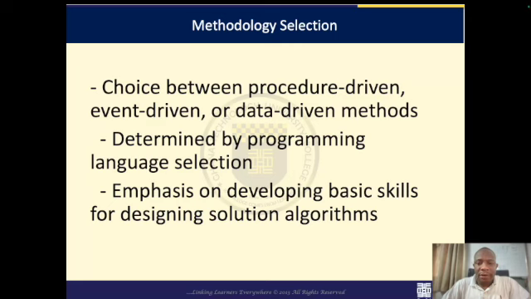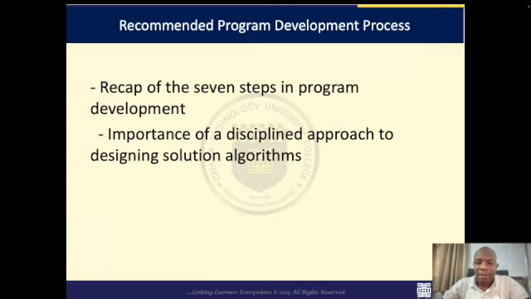Since the choice of the different approaches is based on programming language, it is better to develop your basic skills in designing a solution. And once those basic skills have been developed, the choice of whether it is a procedure-driven, event-driven, or data-driven approach would not actually matter. Using the right approach or the right language, you would have a good program.